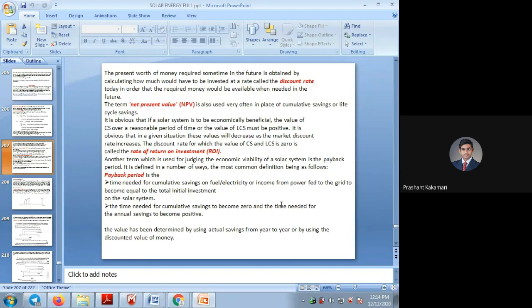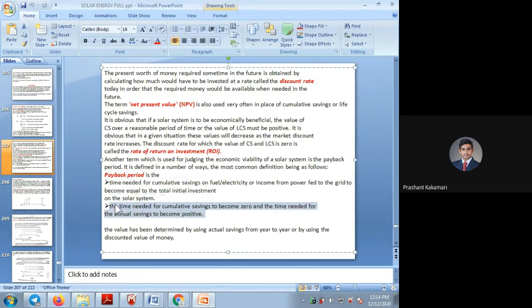And the time needed for the annual savings to become positive, meaning the profit should increase and the savings of the investment should become less. At that point also I can call it the payback period. The time taken to reach that zero point is the payback period. After that you have return on investment. That value is determined by using actual savings from year to year, or for a given number of years, or by using the discounted value of money. It also depends on the value of money or the value of the plant.